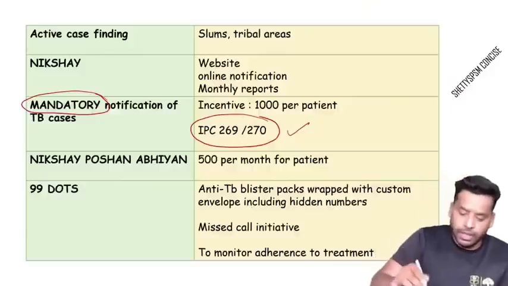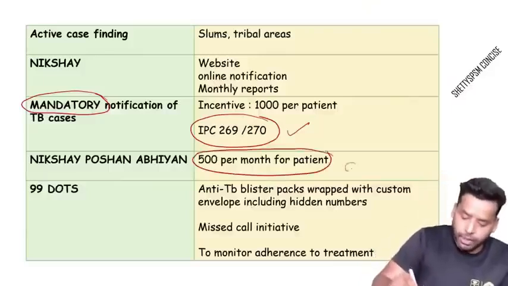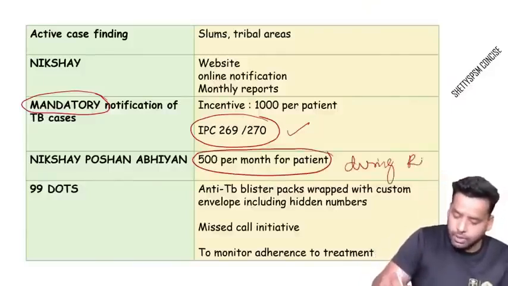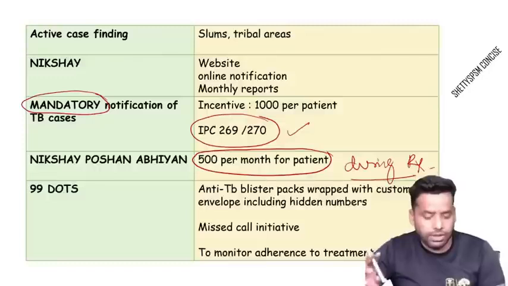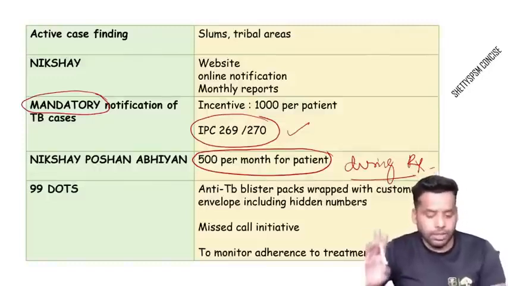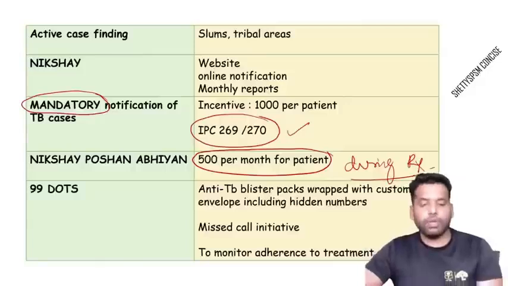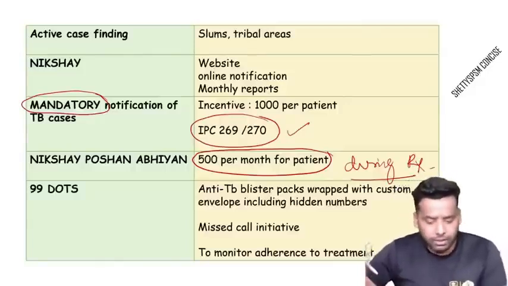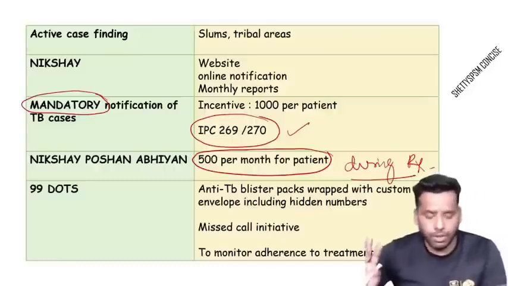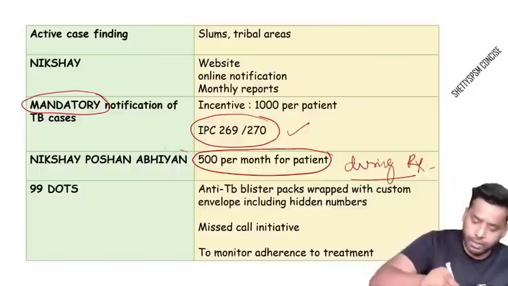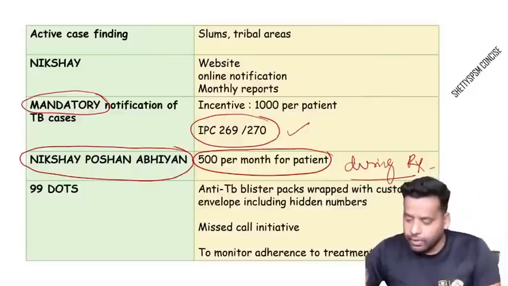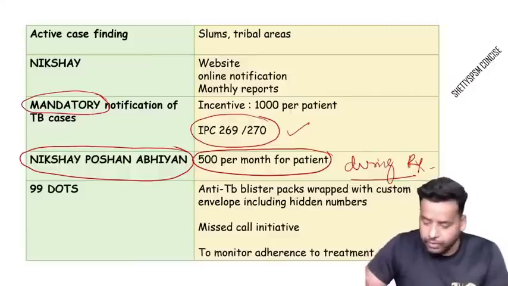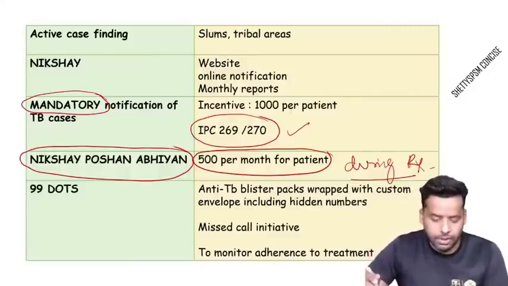How much will the patient get? 500 per month during treatment. This is Nikshay Poshan Yojana. 500 per month during treatment, not lifelong. It is not a salary, it is during treatment. 6 months of treatment, 500 every month. Right now we are giving 1500 once in 3 months, but the calculation is 500 per month only. Remember, this is Nikshay Poshan Yojana. The doctor will get 1000, the patient will get 500 per month, for nutritional expenses.